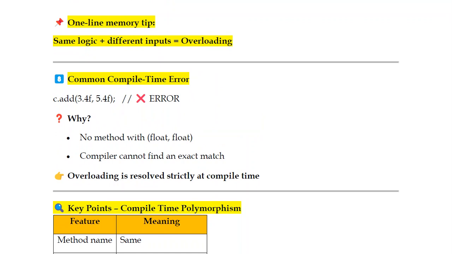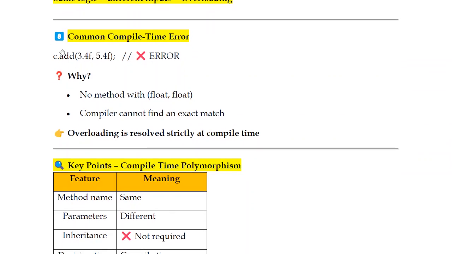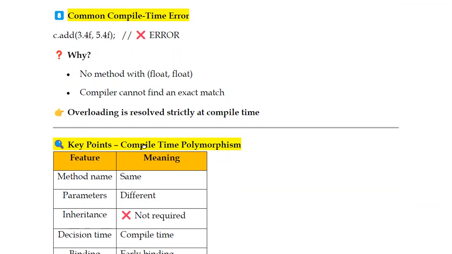Common compile time error. For example, you are using c.add(3.4f, 5.4f), but there is no method with float parameters. If the method is missing a float parameter, at that time you will get an error, because the compiler can't find an exact match. So overloading is resolved strictly at compile time itself. The method name is available, but there is no data type with float. At that time you will get an error. So at compile time itself, this problem is sorted out.